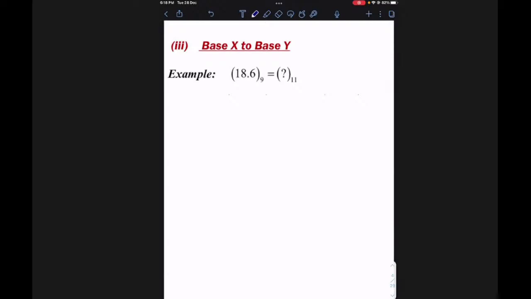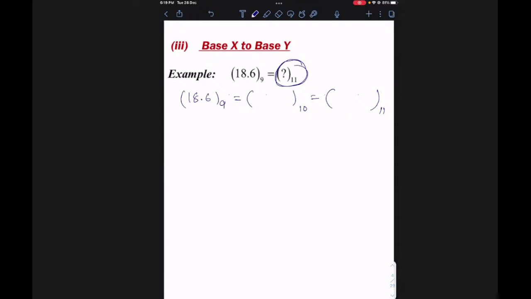So the first thing I'll be doing is converting this 18.6, which is in base 9, to its base 10 equivalent. And then I'll find the base 11 equivalent of this base 10 number, because ultimately I have to find the base 11 equivalent. So here, the previous two models will definitely help us. I have to convert base 9 into base 10, and again base 10 into base 11. How do you convert base 9 into base 10? Just polynomial expansion. And when you are converting base 10 to base 11, you again go by the continuous division and multiplication methods. So this model is basically a combination of the previous two models.